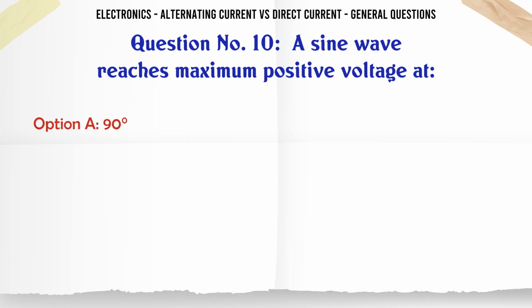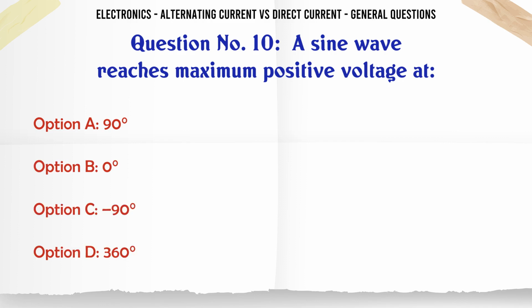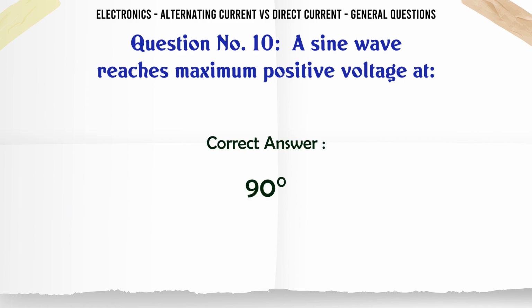A sine wave reaches maximum positive voltage at A. 90. B. 0. C. 90. D. 360. The correct answer is 90.